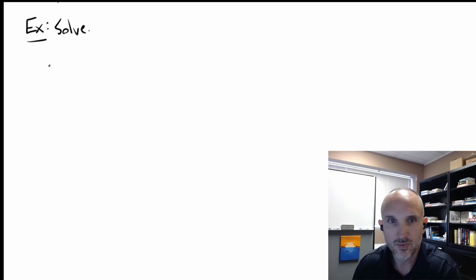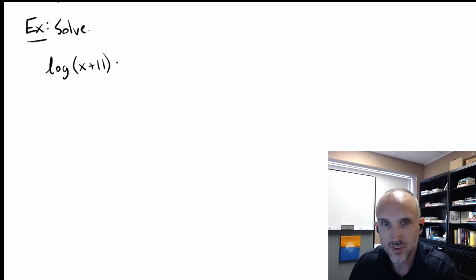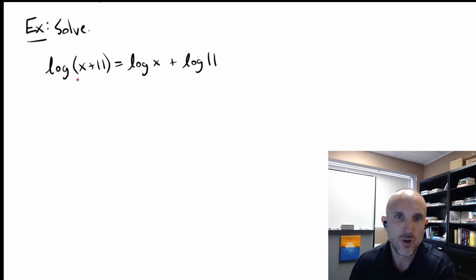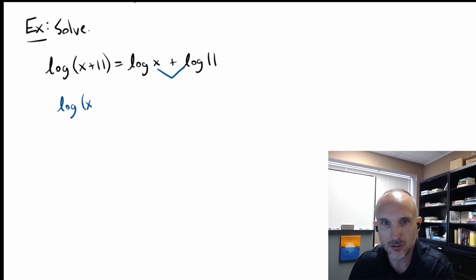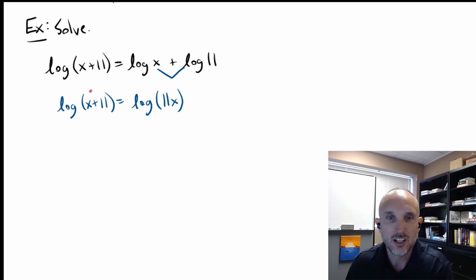Let's try solving log of x plus 11 equals log of x plus log of 11. I can see that I could undo the log on the left, so I'm going to leave him like he is, but on the right, I'm going to combine the two logs so that I can undo that single log. And addition becomes multiplication when I combine into a single log, so I get x times 11, which is just 11x. I've got a single log equals a single log, so I'll knock them both out with a base of 10, because this log is base 10.